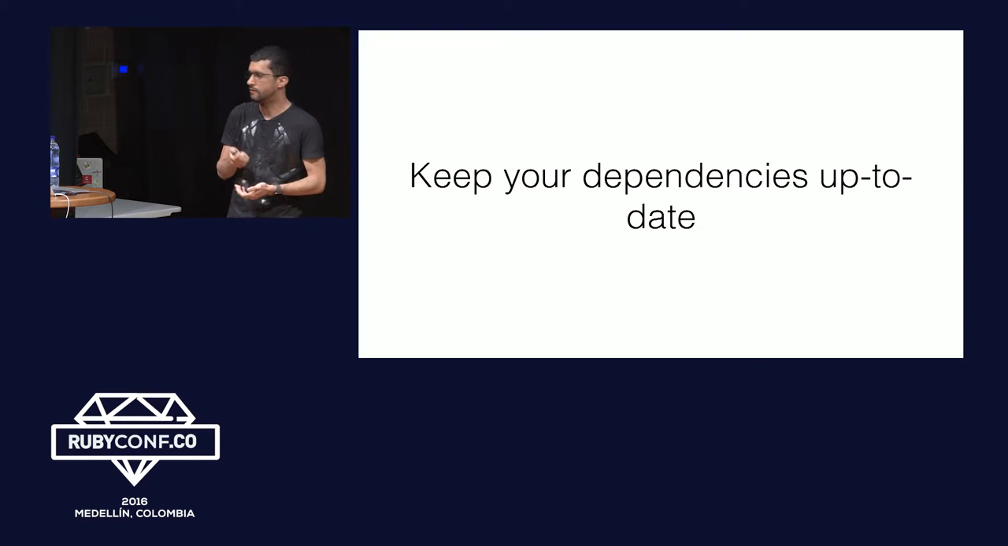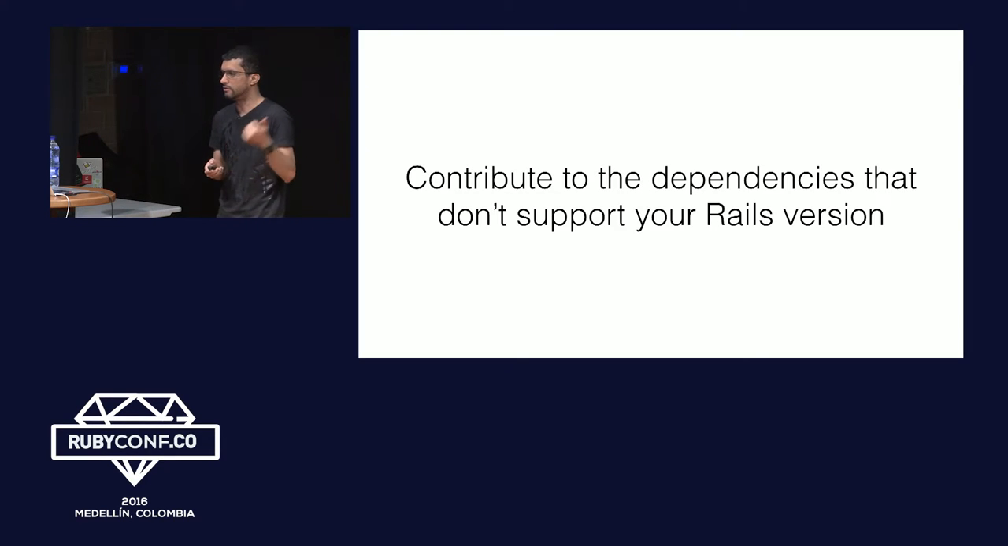So one thing that I really recommend is to try to contribute to the dependencies that don't support your Rails version yet. This is, I think, a huge problem we have in our community. The dependencies usually wait for Rails to release the final version, and after that, you cannot upgrade your application because your dependencies don't support the final version yet. So for me, it's an opportunity to give back to the community, and also an opportunity to understand how the dependencies of your project work.